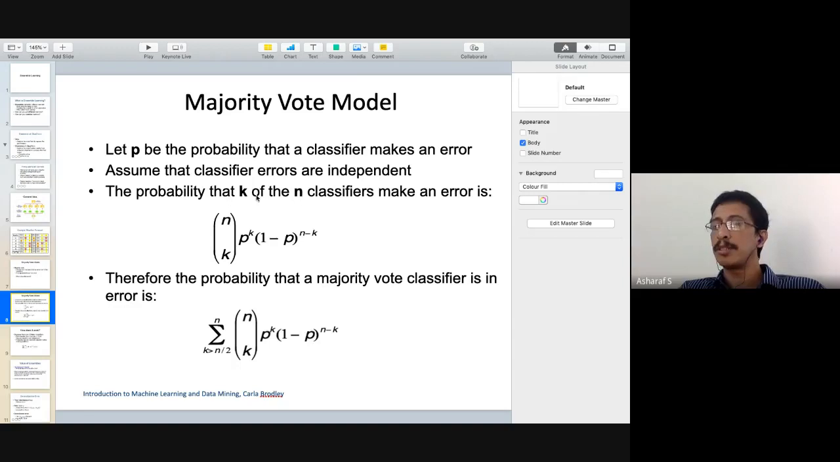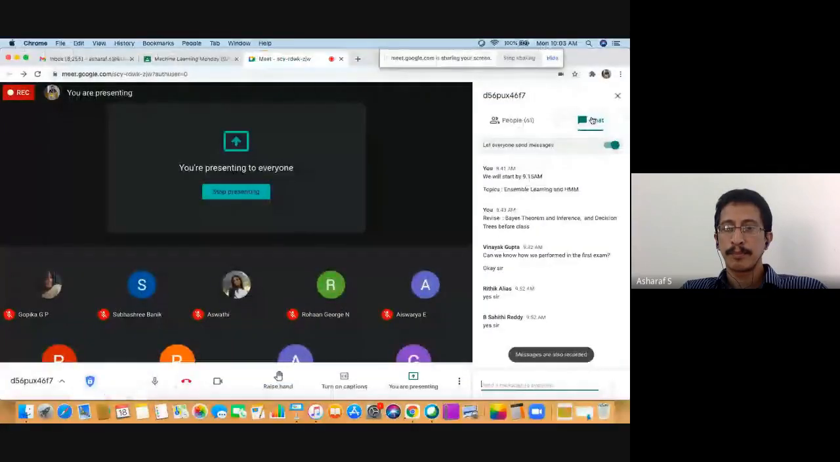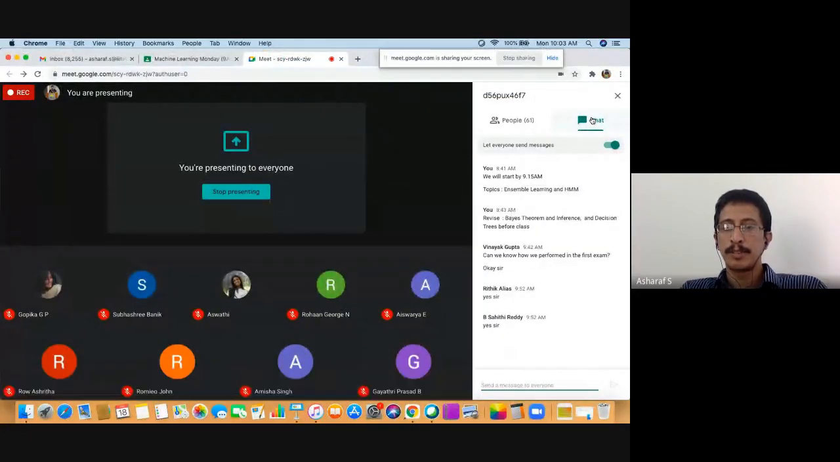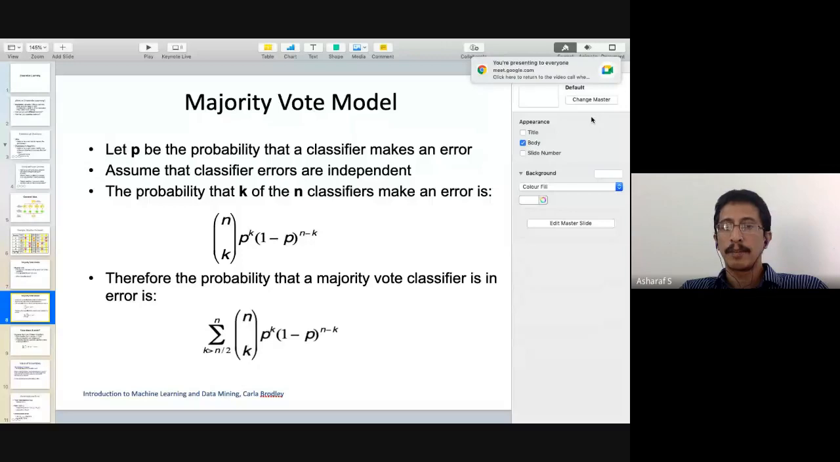Have you seen this distribution anywhere? The probability that K out of N classifiers make an error is N choose K, P raised to K, (1 minus P) raised to N minus K. Have you seen this? Anybody? What is the distribution? N choose K, P to the K, (1 minus P) to the N minus K. Binomial, yes. It's a binomial distribution.